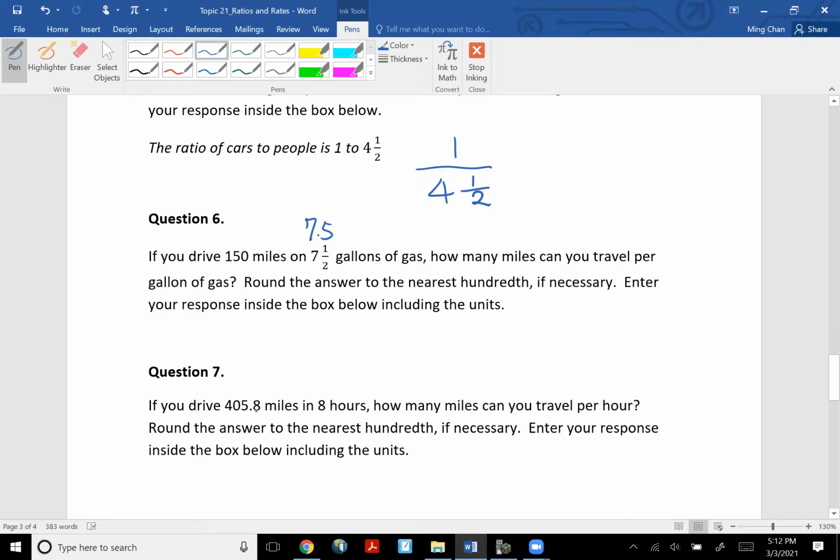405.8 miles in 8 hours, right? Divide, round to the nearest hundredth, and tell me how many miles per hour.